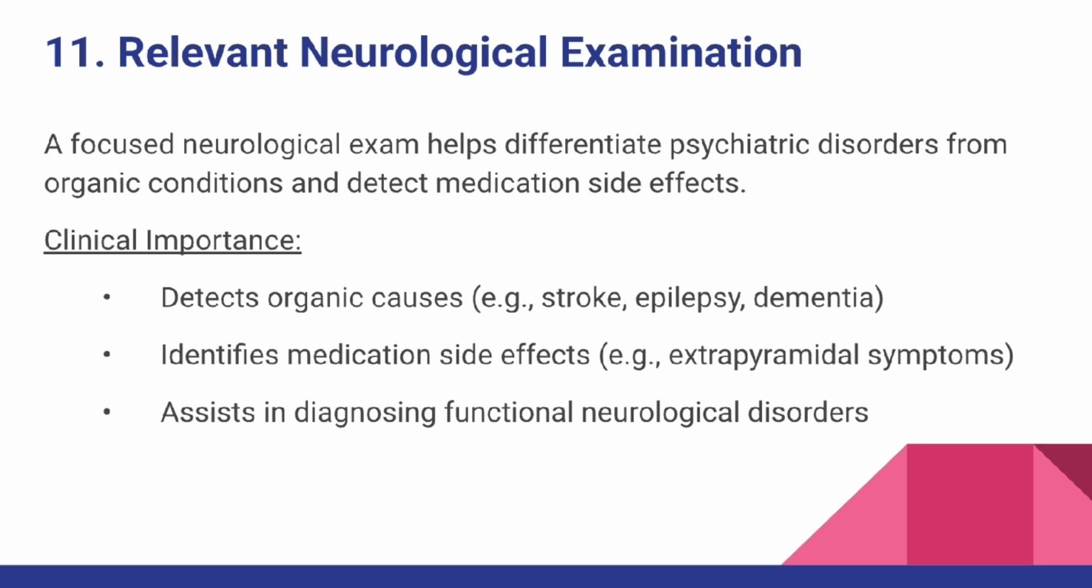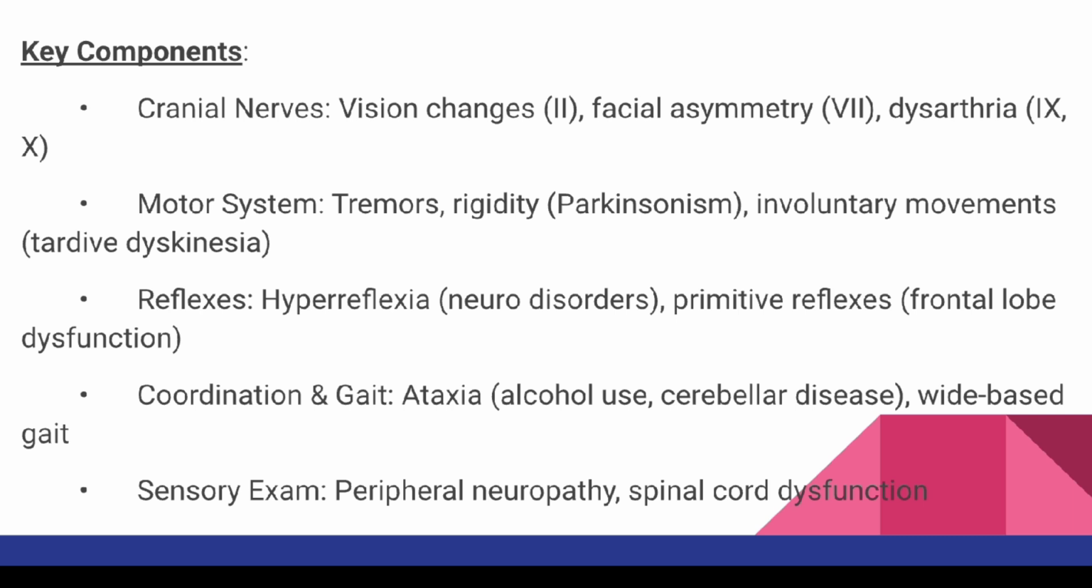The key components are that you have to check for the cranial nerve damages, the motor system in respect of tremors, rigidity, involuntary movements, which we call tardive dyskinesia. You have to check the reflexes, coordination, gait, sensory exam, and that's it. You don't need to go into a detailed neurological examination. If needed, you may have to go for a liaison with a neurological unit in your hospital.